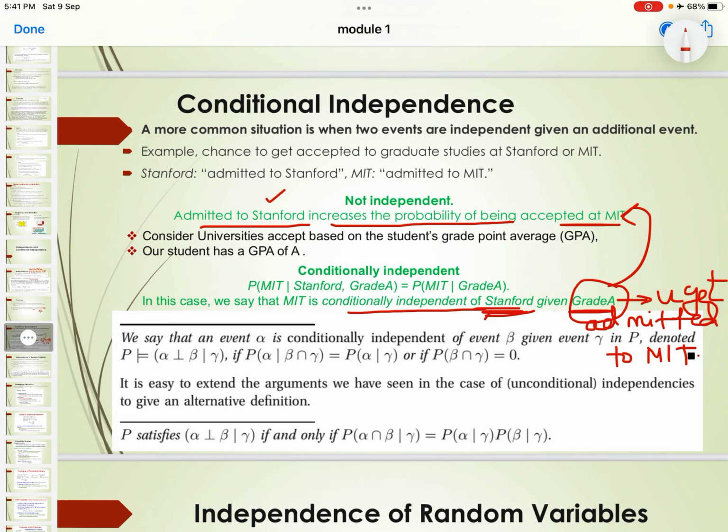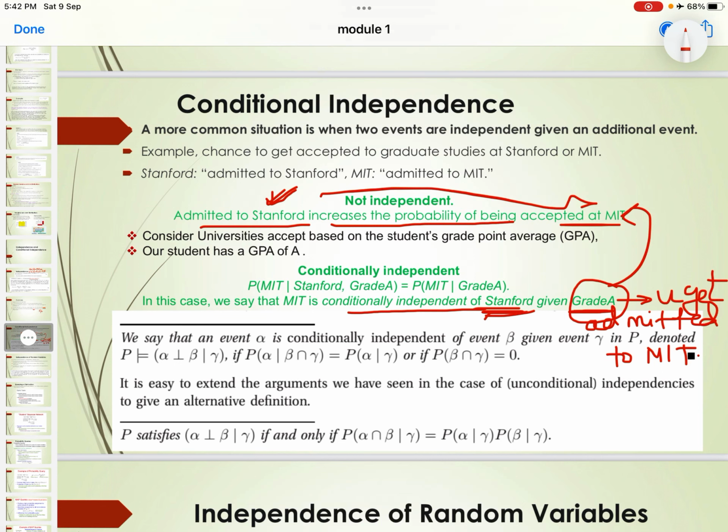If you are not getting a grade A, then you have to get admitted to Stanford, and only then will your chances increase to get admitted to MIT. So they were not independent previously, but then what did I do? I added a condition of grade A. If you are getting a grade A, then there is no need to get admitted to Stanford. So they became conditionally independent. On adding the condition of grade A, they become independent events.